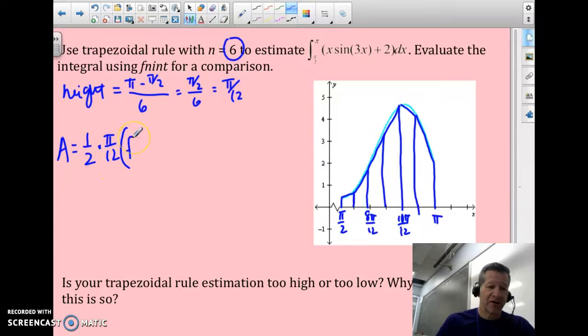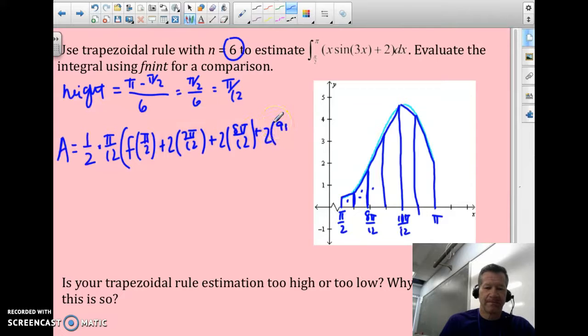So I'm simply going to go here, f of pi over 2, that'll only happen once. Then this base is part of both of these trapezoids. This base is part of both of these. So each base is going to count twice except the first and last. So I'm going to have 2 f of 7 pi over 12 plus 2 f of 8 pi over 12 plus 2 f of 9 pi over 12, and so on, until we get to the last one, which is just pi, and that will only happen one time.